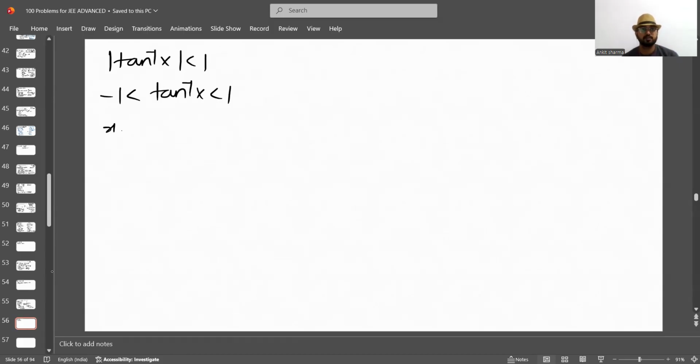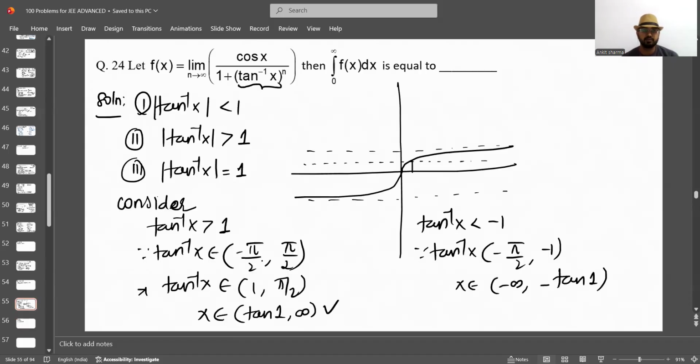That means we have no objection. So we'll write down here my x belongs to what? Minus tan 1 to tan 1. So that means my integration would be divided. So I'll be having, in this case, when my tan inverse of x is more than 1, that means its power n will go to infinity.